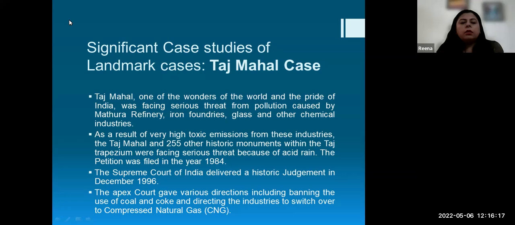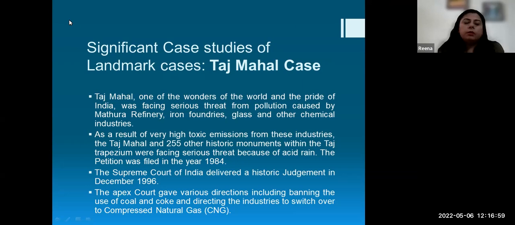The Supreme Court of India delivered a historic judgment in December 1996. MC Mehta is the basic pioneer of environmental cases and landmark cases in those years. In 1984, he made many such landmark cases. He is basically the main advocate behind all the landmark cases relating to environment management. In that judgment, the apex court gave various directions, including banning the use of coal and coke.